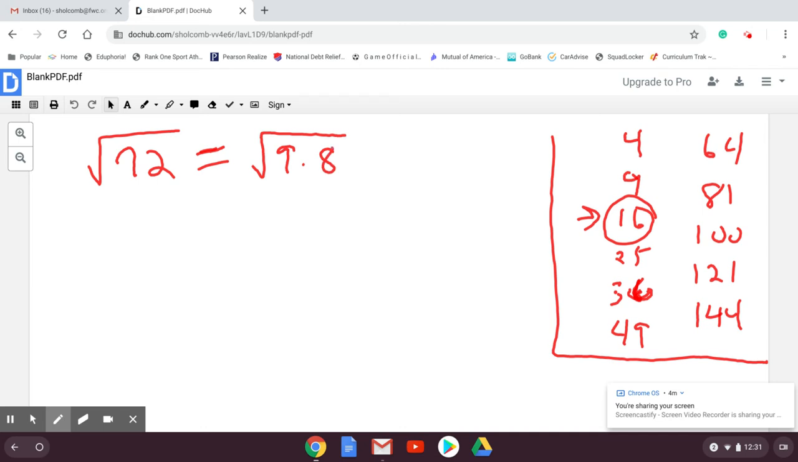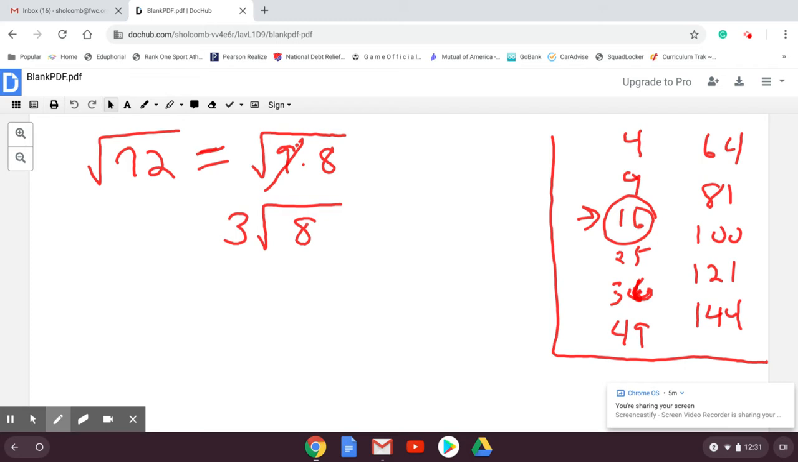So the square root of 9 is 3. We're going to cross it out and pull it out because I'd rather have the regular number 3 rather than the square root of 9, and I get 3 square roots of 8. And this is where I need you to pause and not go so fast in your work.